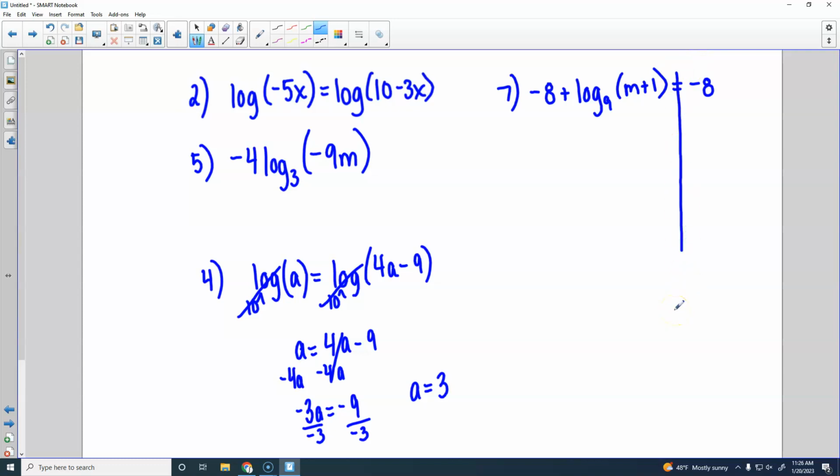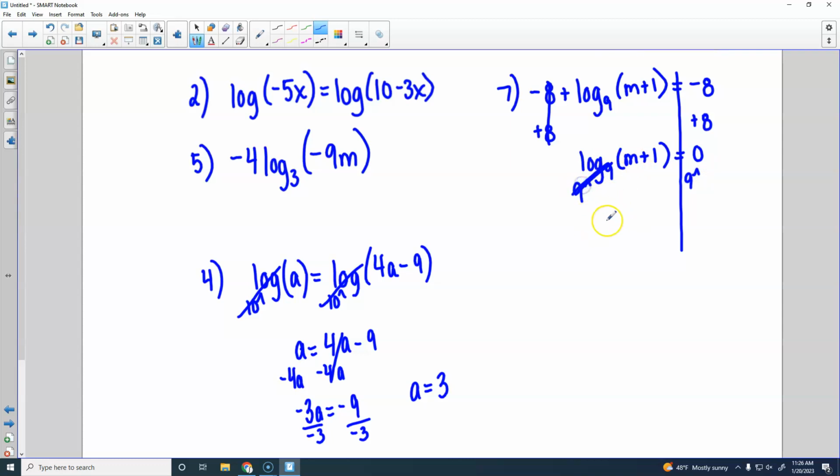Now this one is not a drop the logs problem because you don't have logs on both sides. So we did some of these as well. You want to get the log by itself, and then you've got to use exponents to get rid of that log. So for this one, you would add 8, and you would get log base 9 of m plus 1 equals 0. And then, Kendall, remind me what I've got to do to get rid of that log base 9 there. Good. So 9 to the power on both sides.